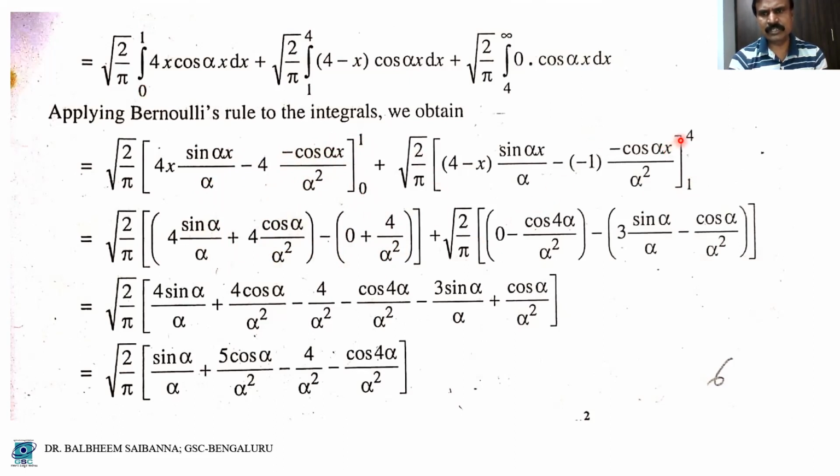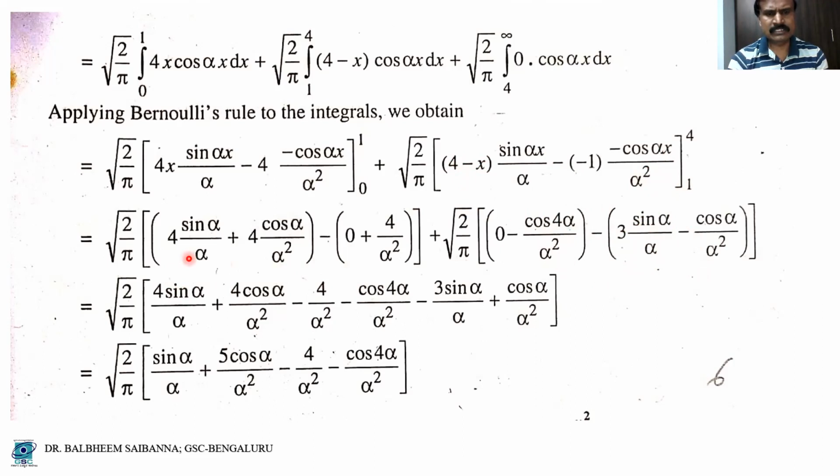Here also substitute, the upper limit is 4. Then 4 minus 4 is 0, so this total is 0 when substituting the upper limit. Minus, again minus 4 cos 4 alpha divided by alpha square. Then minus 3 times, since x equals 4 minus 1 gives 3 here. Substitute the lower limit, wherever x is there: 3 sin alpha by alpha, x is 1, minus cos alpha by alpha square.